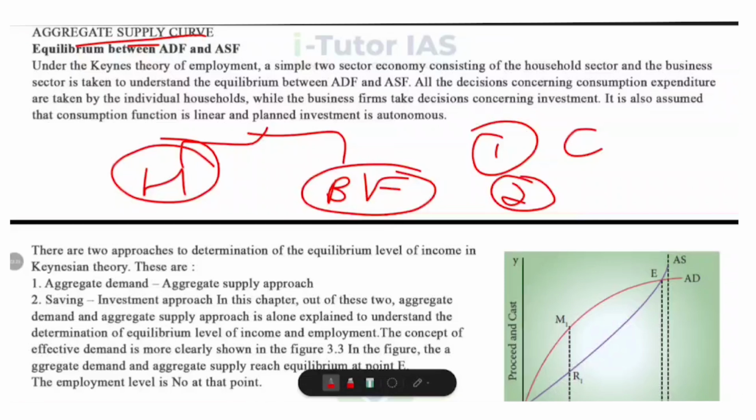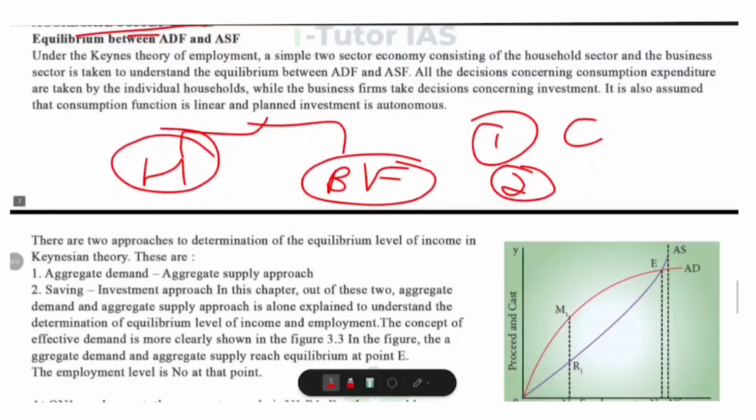And what is the equilibrium between aggregate demand and aggregate supply? Aggregate demand function or ADF represents total planned spending in the economy, that means consumption plus investment. Aggregate supply function represents total output that firms are willing to produce at different levels of employment. Equilibrium occurs at the point where aggregate demand is equal to aggregate supply, or ADF equals ASF. At this point, planned expenditure equals actual output, and the level of employment and output is determined.